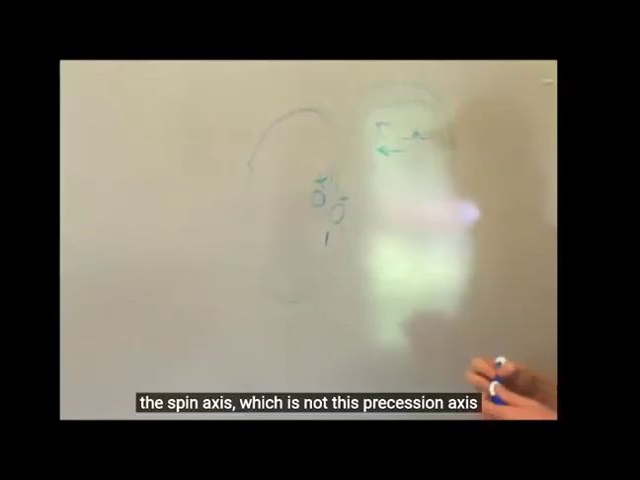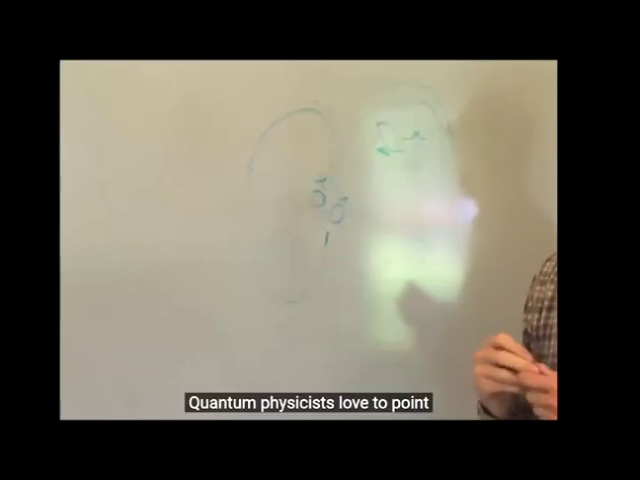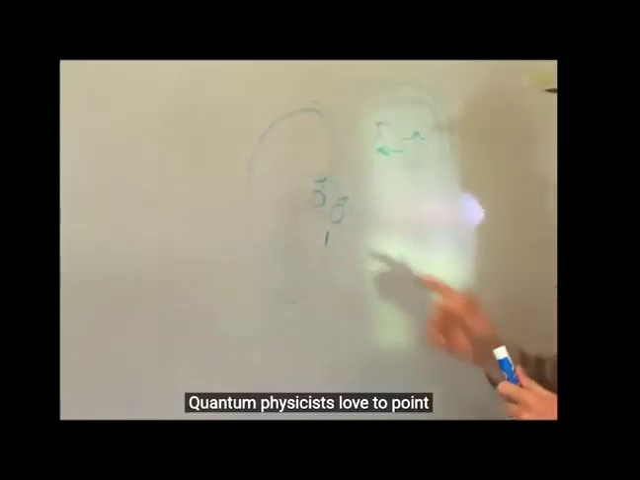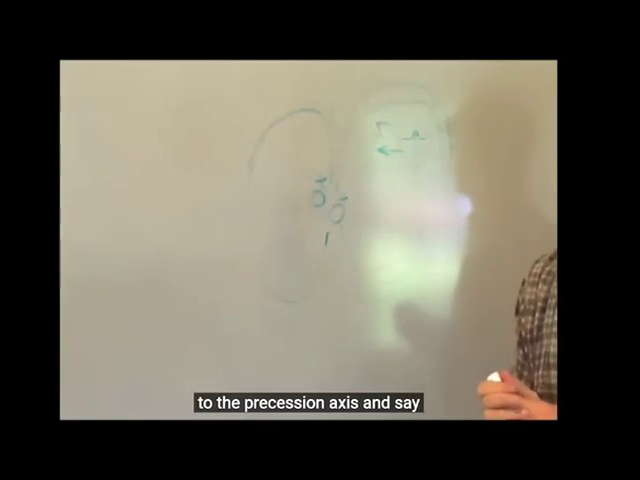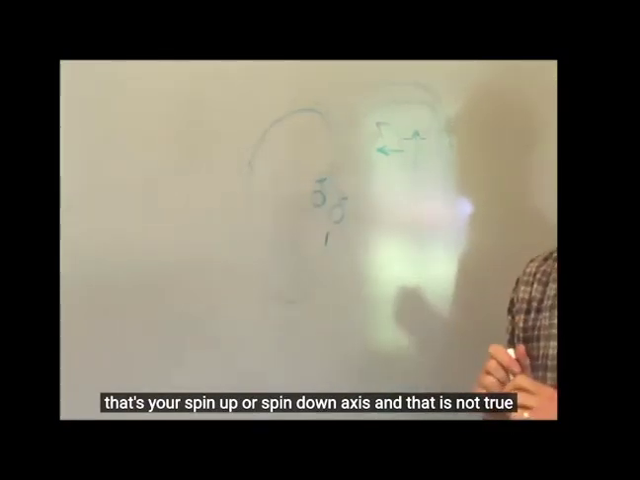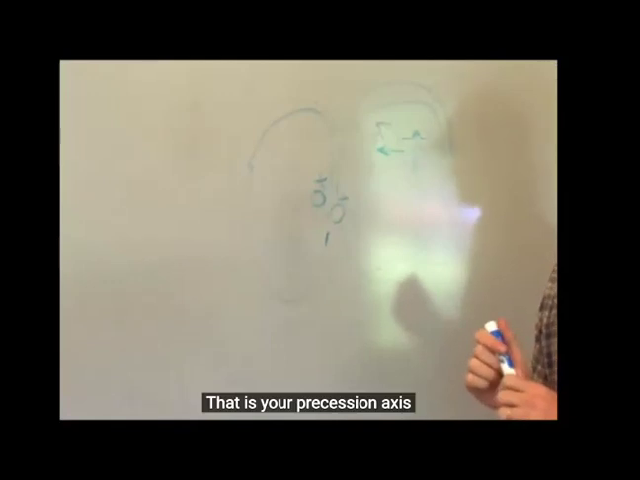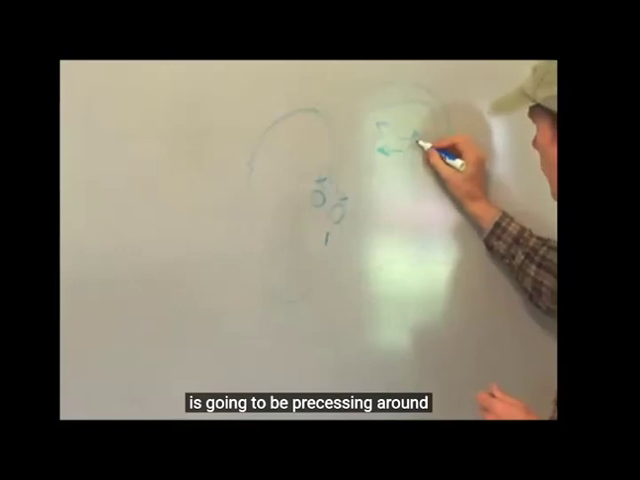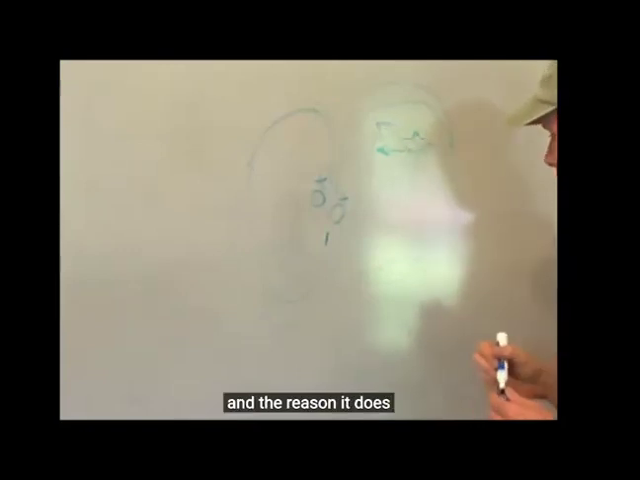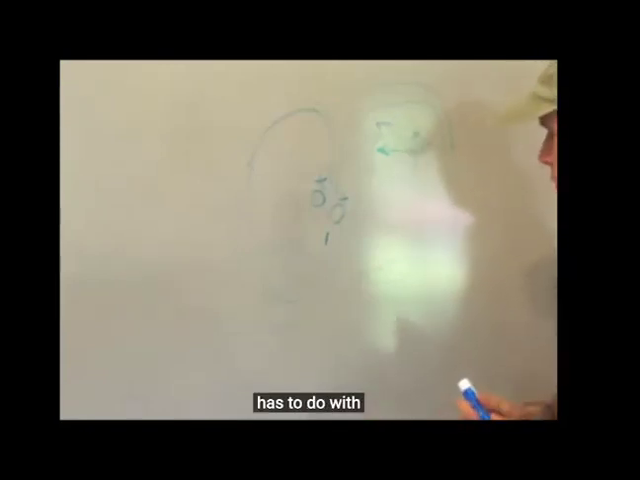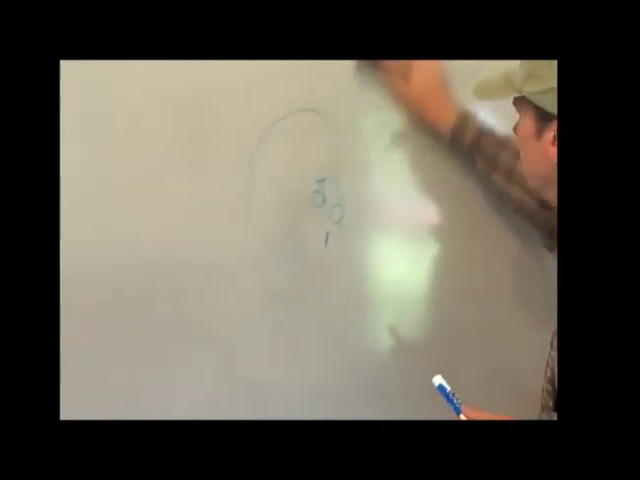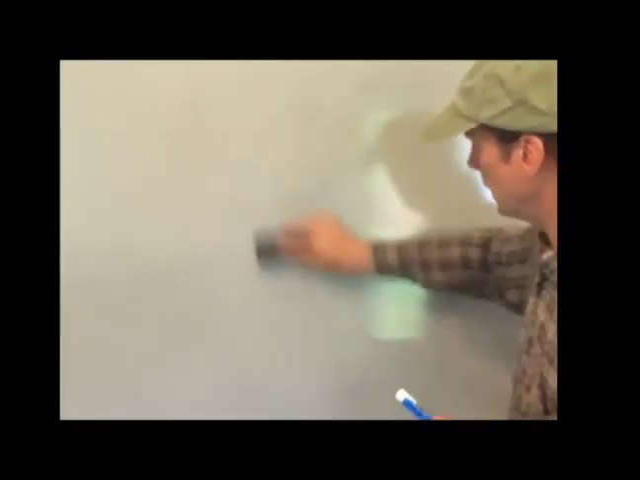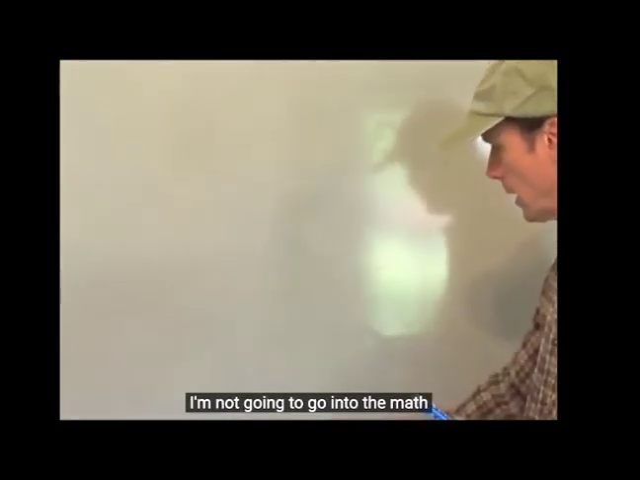which is not this precession axis. Quantum physicists love to point to the precession axis and say that's your spin up or spin down axis, and that is not true. That is your precession axis. Your spin axis is going to be precessing around, and the reason it does has to do with vector equations. I'm not going to go into the math. You can go online and research it, gyroscope and all that kind of stuff.